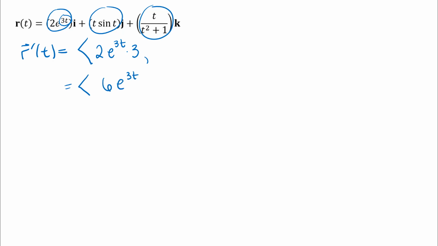And then in the j component, I'm going to need to use product rule. So you can write that out, or maybe you can just write down the simplified version of the answer. The derivative of the first function with respect to t is 1 times the second function in the product here, sine t, plus the first function t, and then the derivative of sine t is cosine t. So that's product rule on t times sine t. Simplified, I might just write that as sine t plus t cosine t. And that's all in the j component.